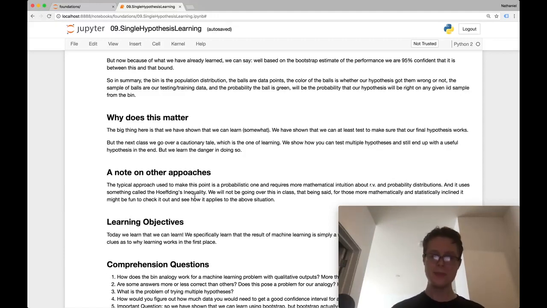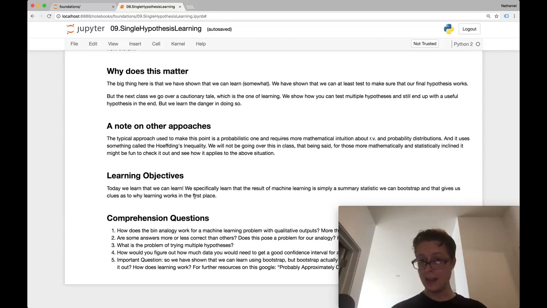Okay, so we learned that we can learn, and we learned that we can learn by means of doing the exact same bootstrap confidence interval as we did before, by inferring things from the sample that we know to things about the population that we've never seen before.